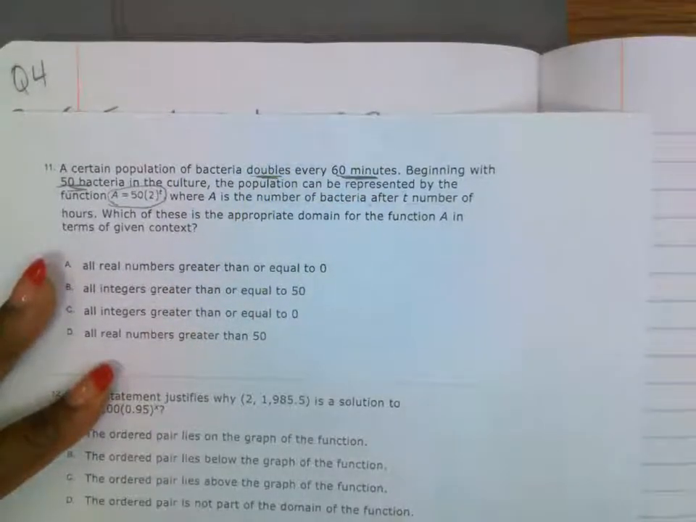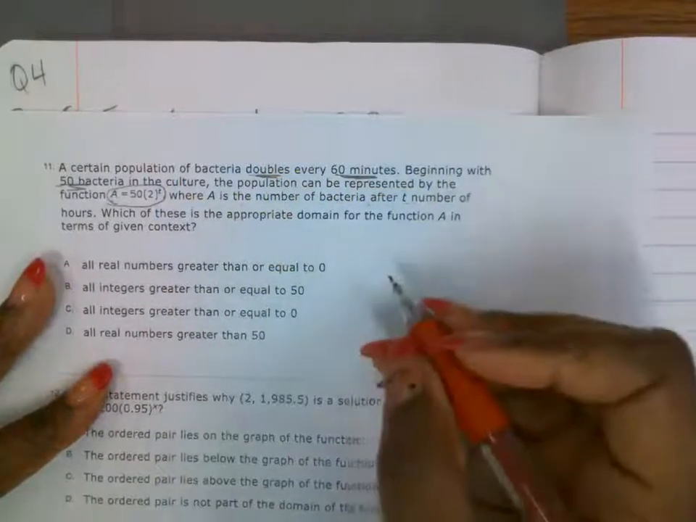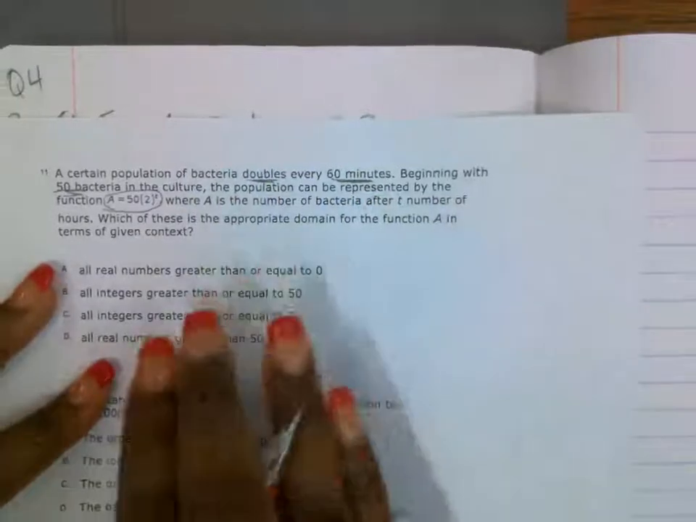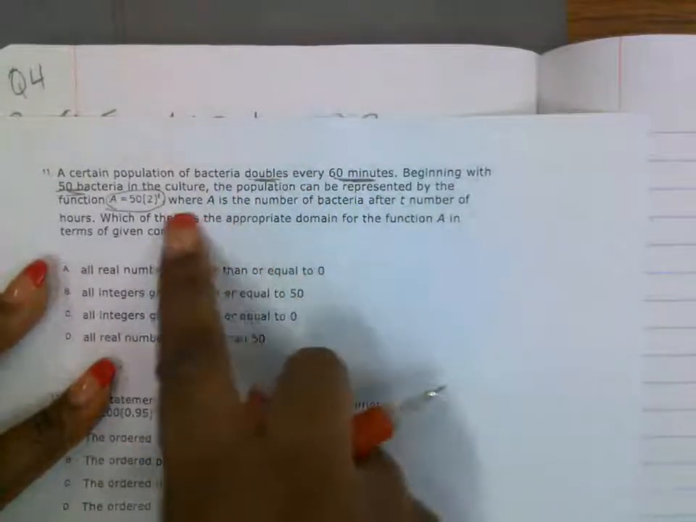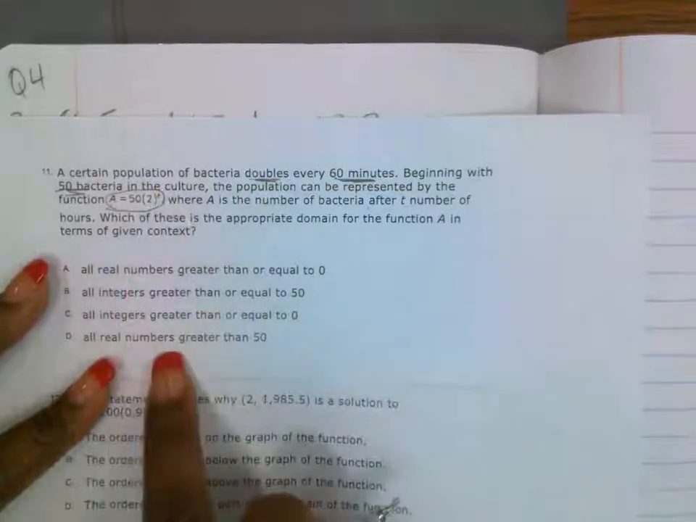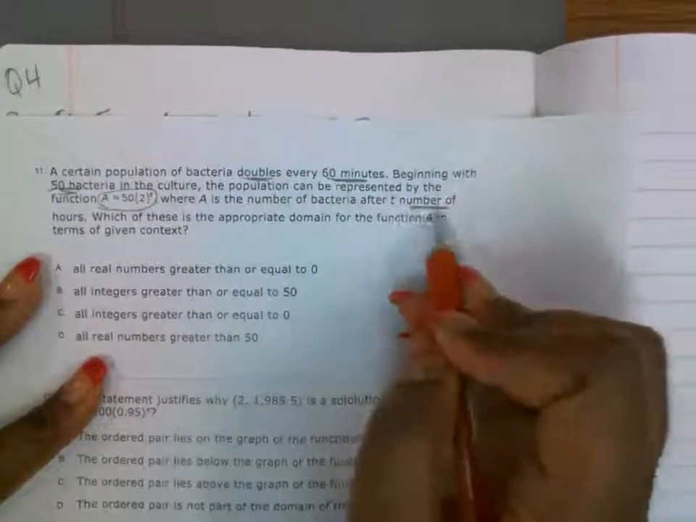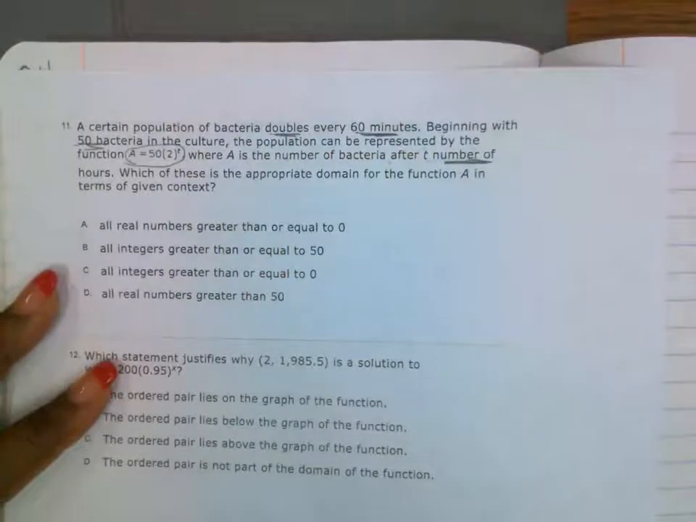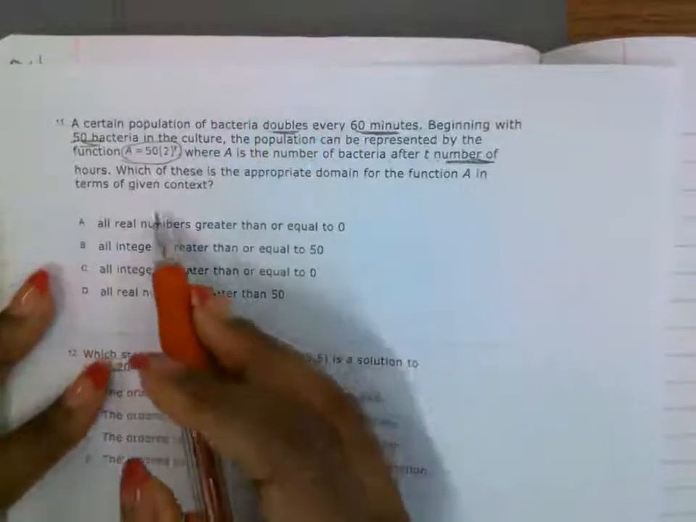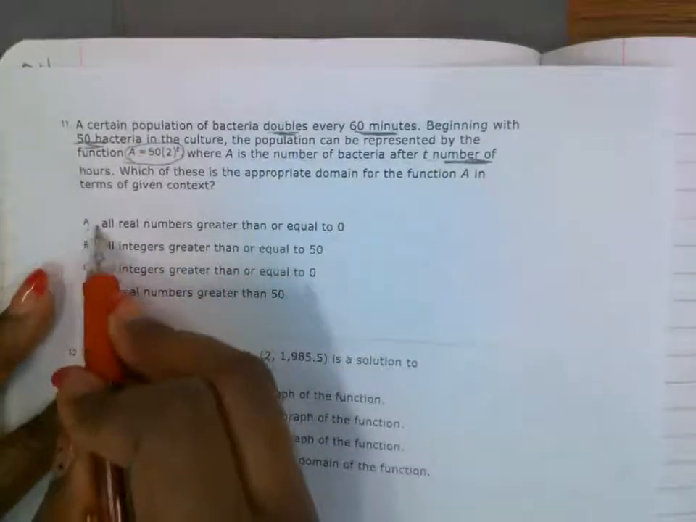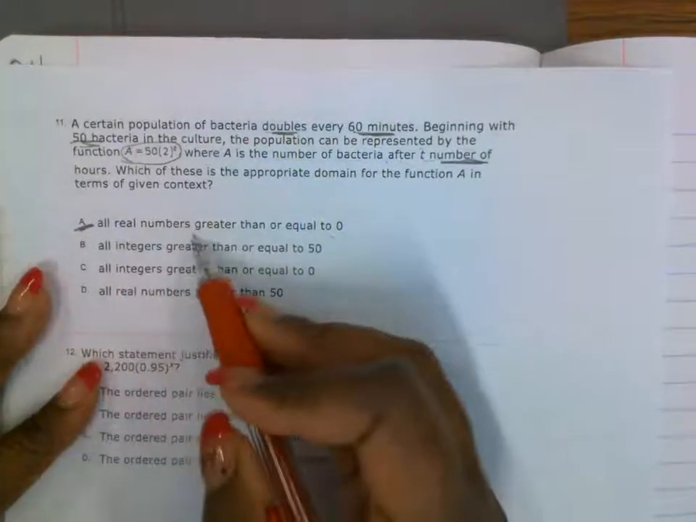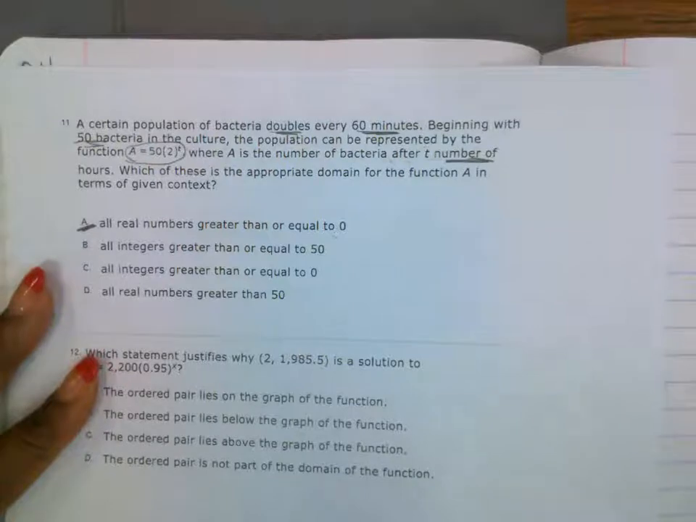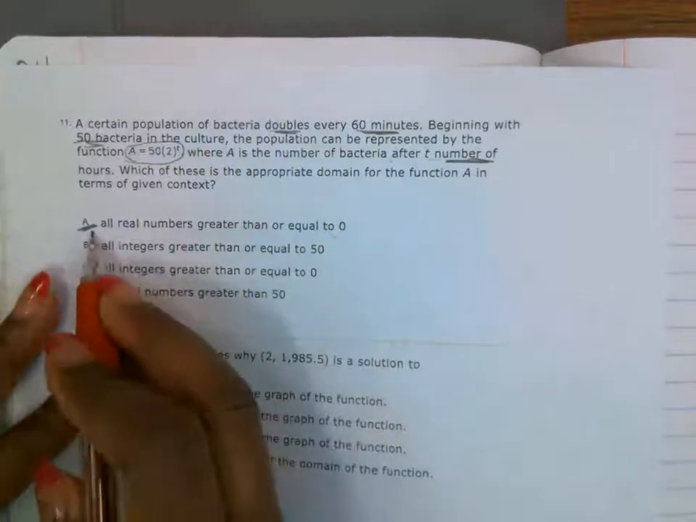Which of these is the appropriate domain for the function A in terms of the given context? Okay, so which of these makes sense to be the X value or the time? Okay, so time represents the number of hours. So your number of hours has to either start at 0 and be greater than 0. Can't be negative numbers. So it says all real numbers greater than 0. This is a possible answer right here. That's a good answer because it can be a decimal. You can have a half of an hour. You can have 2/5 of an hour. As long as it's 0 or greater than 0, it's good. So this is a good answer here.